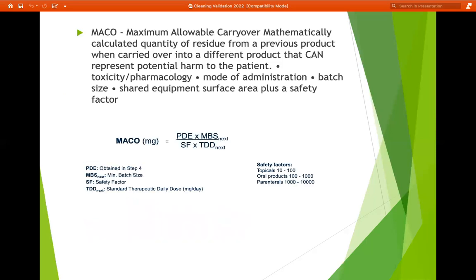MACO, yes, you can do this, but for this also you need PDE studies. Then you will require minimum batch sizes, you have to consider the safety factor of the product, and the standard therapeutic daily dose of the product. Again, you need the PDE value of the product, and based on this you can calculate MACO, maximum allowable carryover, of every product. Whatever products you are going to file for semi-regulatory and regulatory, you must go for this.